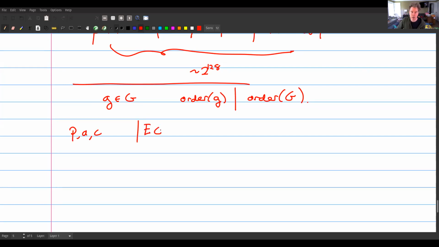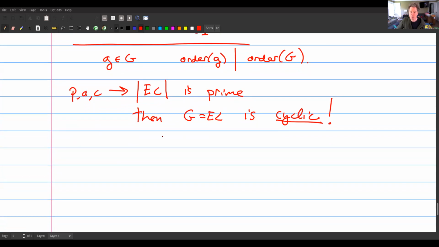And so that means if we can find p, a, and b so that the cardinality of the elliptic curve is prime, then it will definitely be cyclic, because every element will be a generator. So there are two possible orders here. If this is a prime number, it's not going to be p. It's going to be some other prime.